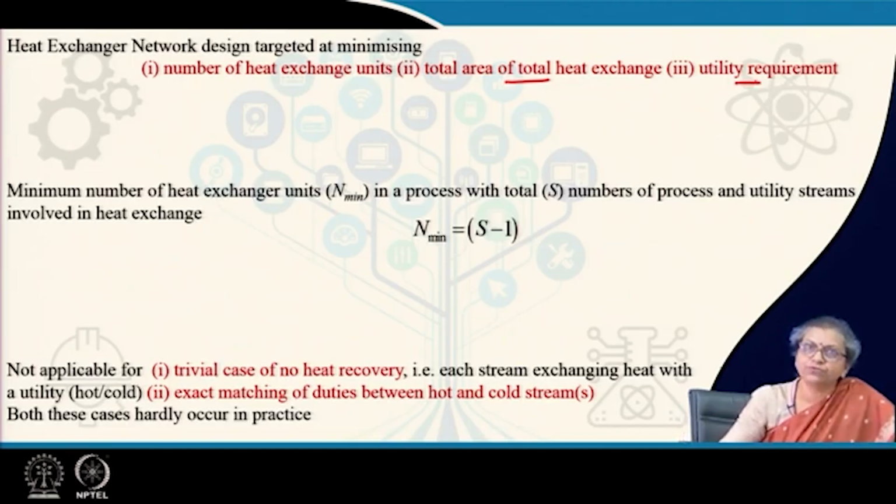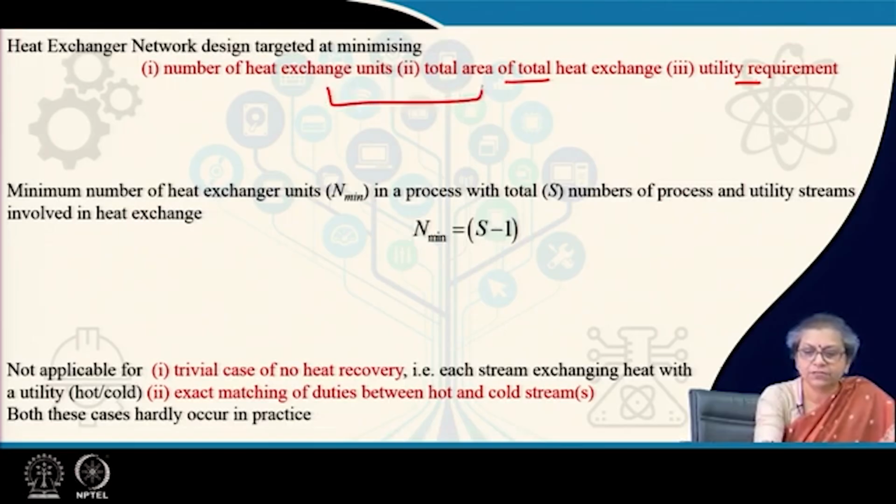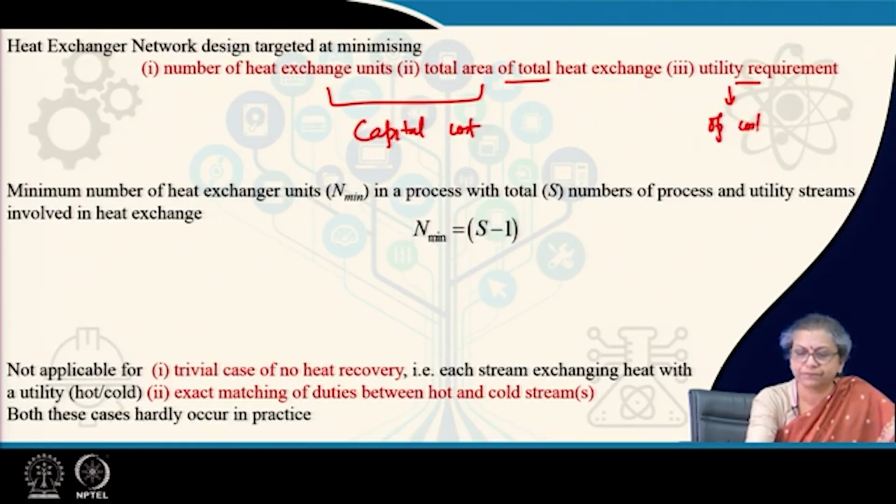When there are more than two streams, then definitely we will be requiring more number of exchanges. So, therefore, when we are designing, what do we have to target? We have to target the minimum number of heat exchange units, the minimum total area of heat exchange, as well as the utility requirement. These two comprise the capital cost, and this is the operating cost.